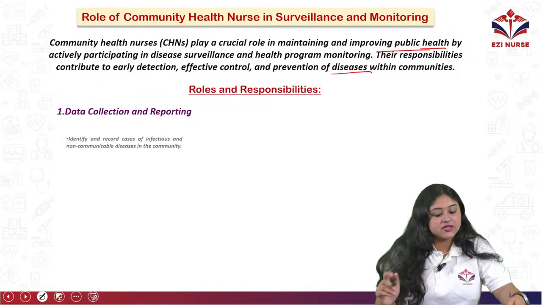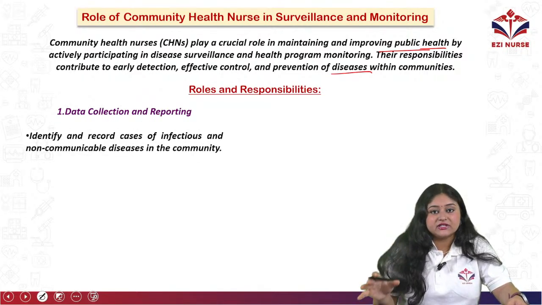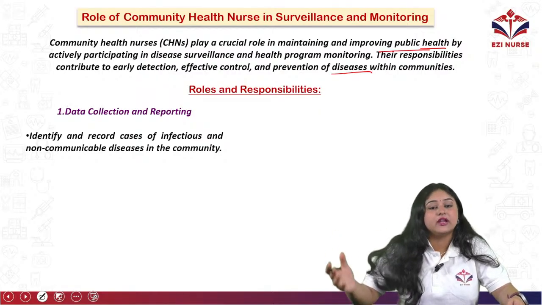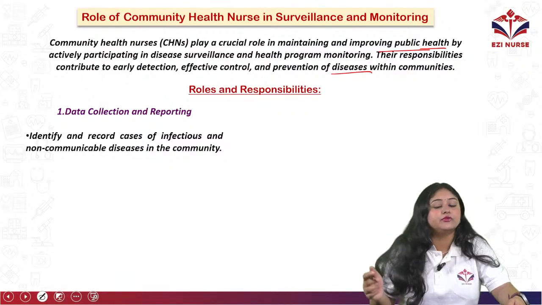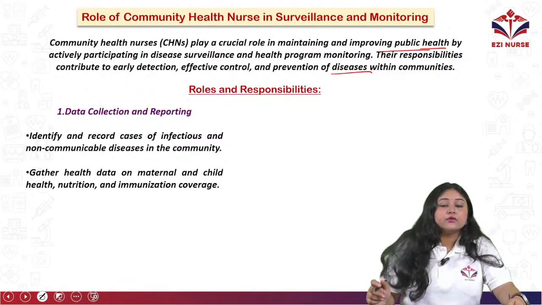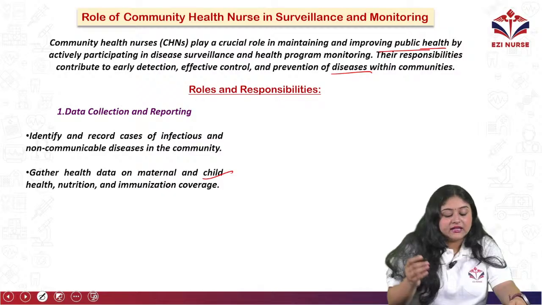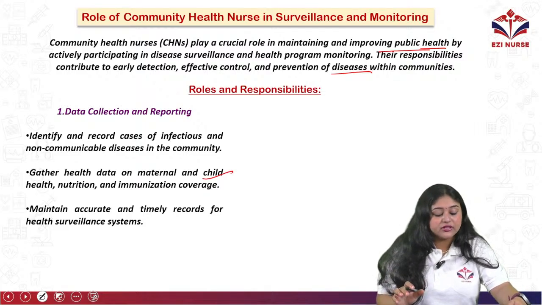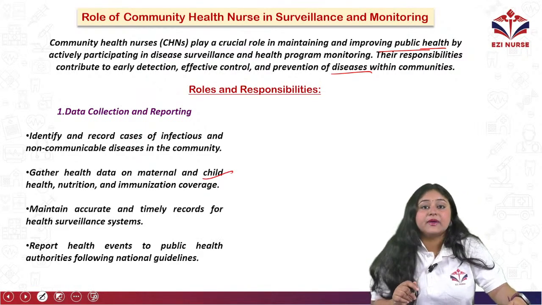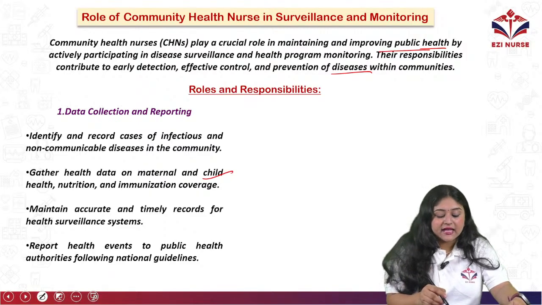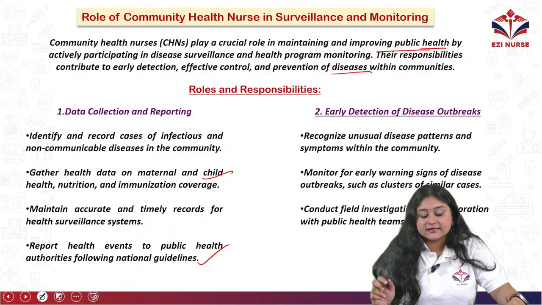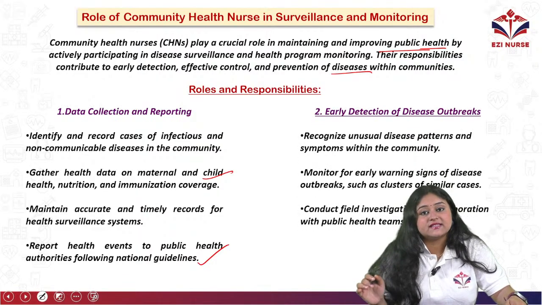First, data collection and reporting. So we have to identify and record the data from the family as well as the community or PAC or any hospital settings, and based on that we have to report to the higher authority. Then we have to gather the data on maternal and child health, nutrition and immunization coverage. Then we also have to maintain accurate as well as timely records for the health surveillance system, and based on that data we have to report the health events to the public health authorities, which will be followed by the national guidelines.